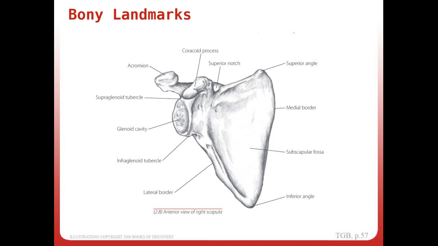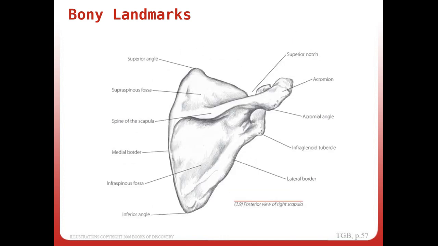Again, hopefully you guys got the gist of this. If you remember, we talked about the superior angle, the medial border, the subscapular fossa, the inferior angle. Then we went into the spine of the scapula, the infraglenoid tubercle. So a lot of the questions on the exam are going to be about the muscles. Whether you get 15 questions or 20, 23, at least you'll have an understanding.